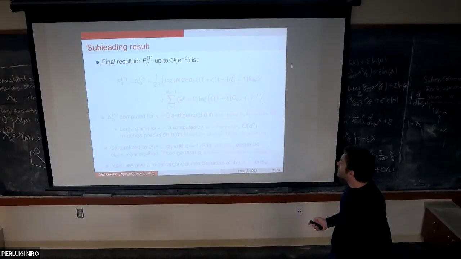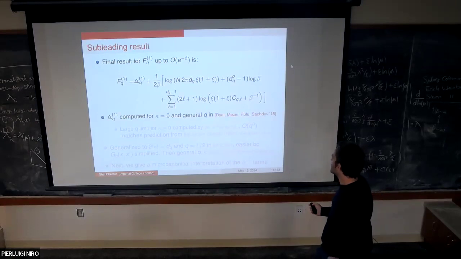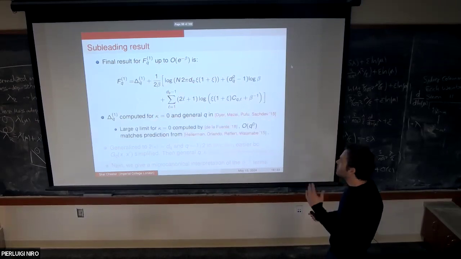Okay, so what's the subleading result for the temperature-dependent terms? So this is what you find for the temperature-dependent terms, up to exponentially small in temperature. And so the subleading in N term for zero transcendence level was actually computed previously in this paper from 2015. The main novelty of these recent papers is that we did it for non-zero transcendence level.